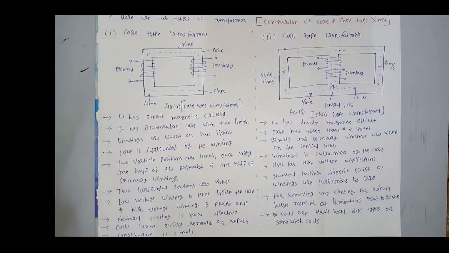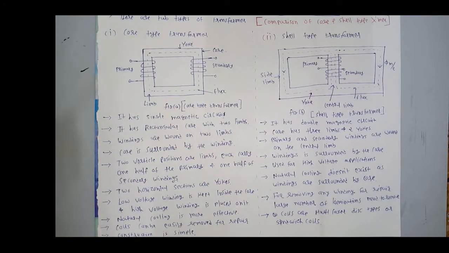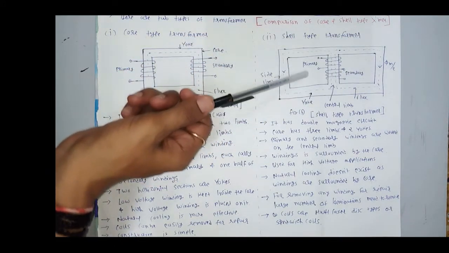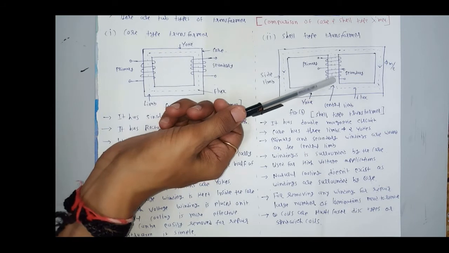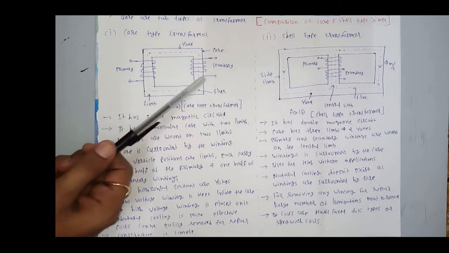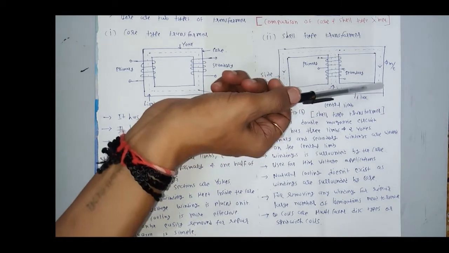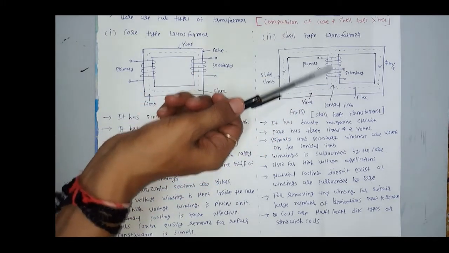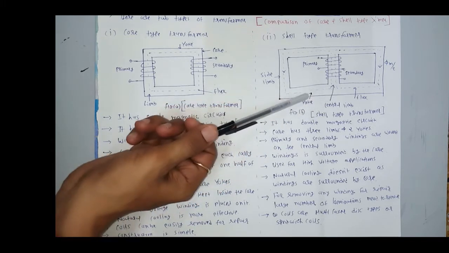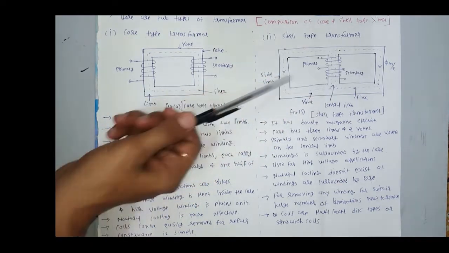Now we will discuss shell type transformer. In shell type transformer, see in the figure, these are core. This is primary winding and this is secondary winding. Compare this figure with this. Here two limbs, but in shell type transformer there are three limbs. 1, 2 and 3. This is the central limb, in the middle of this figure. These are yokes and these are side limbs. These two are side limbs.